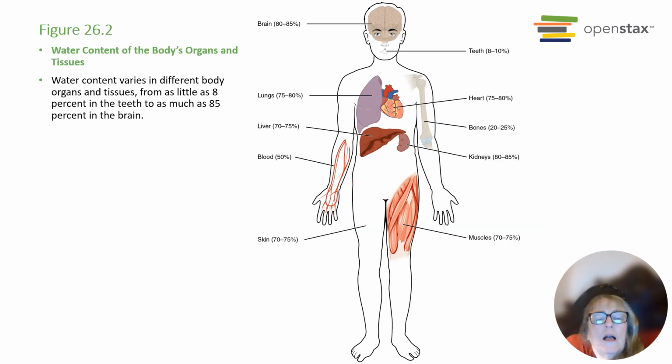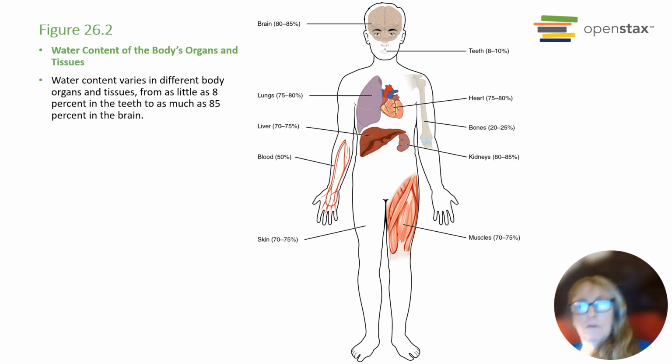Okay, the percentage of what is made out of water. Brain, 80%, teeth, 8 to 10, lungs and liver in the 70s, blood in the 50s, skin in the 70s, heart in the 70s, kidneys in the 80s, muscles in the 70s, bones only in the 20s. But a whole bunch of you is made out of water.